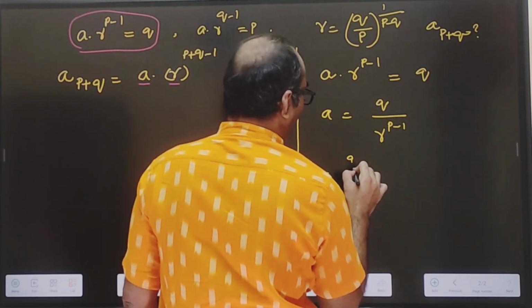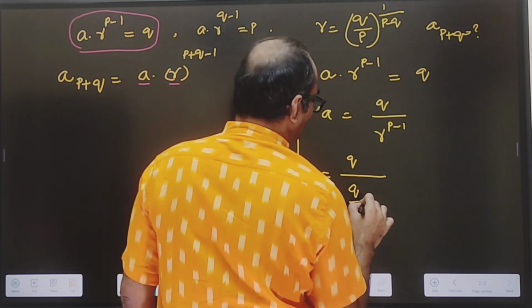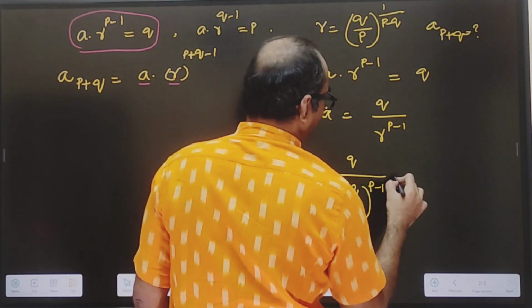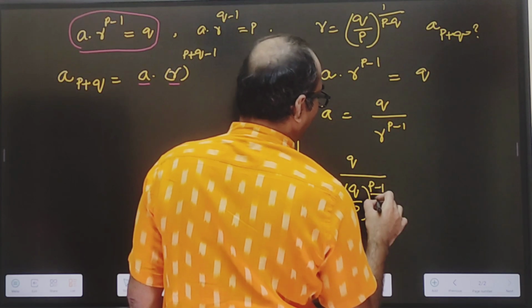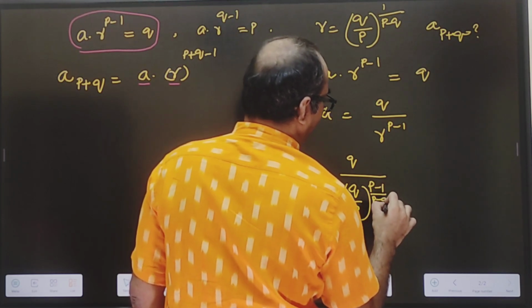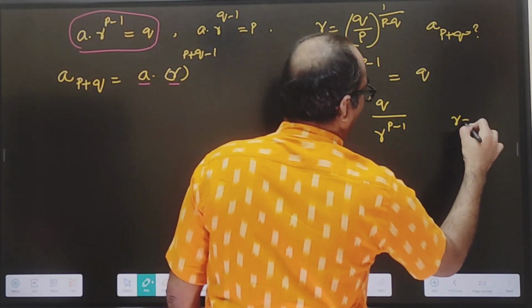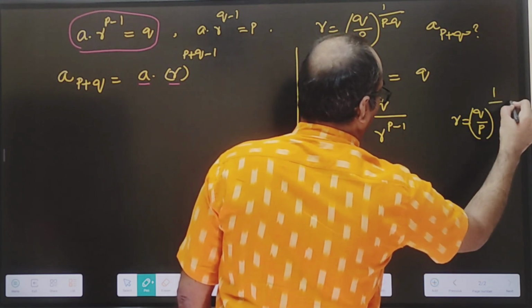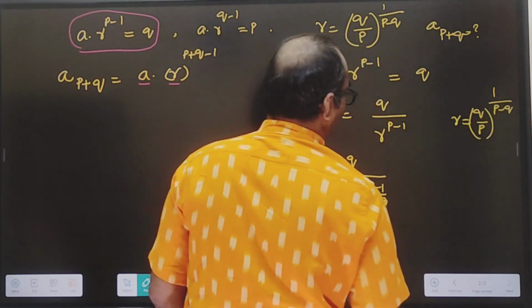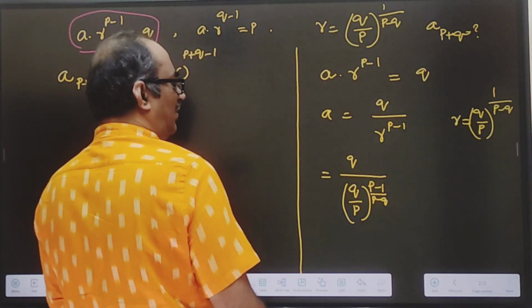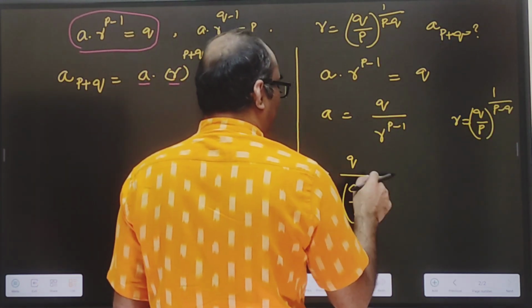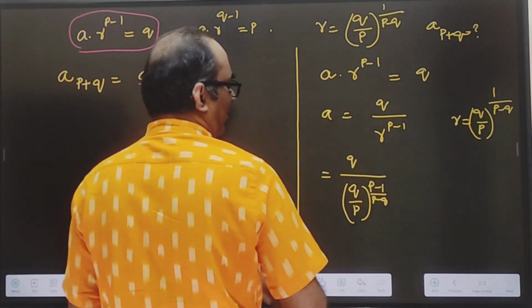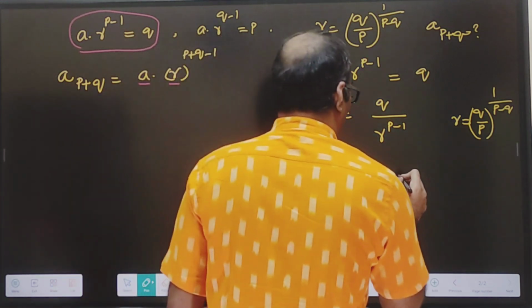But what is r according to us? r is (q by p) whole to the power of 1 by p minus q. That is what we got, r equals to. So when we want q divided by r to the power of p minus 1, it will become q divided by (q by p) whole to the power of (p minus 1) by (p minus q). Let us simplify this.